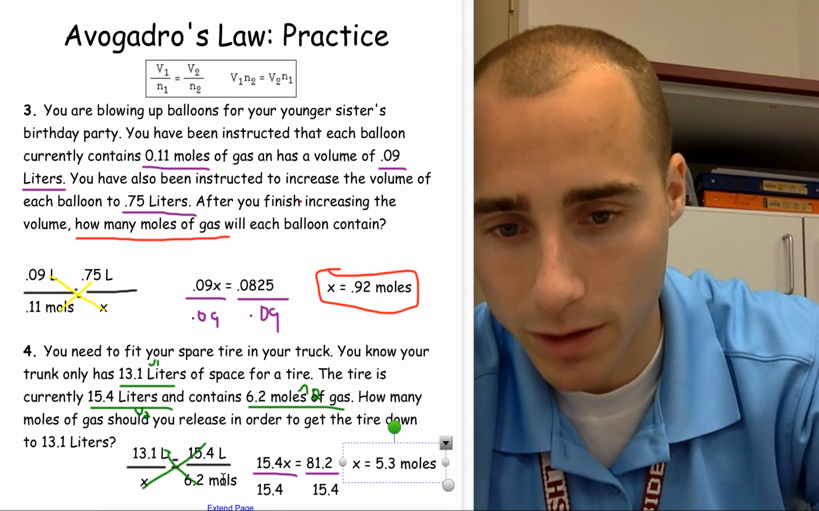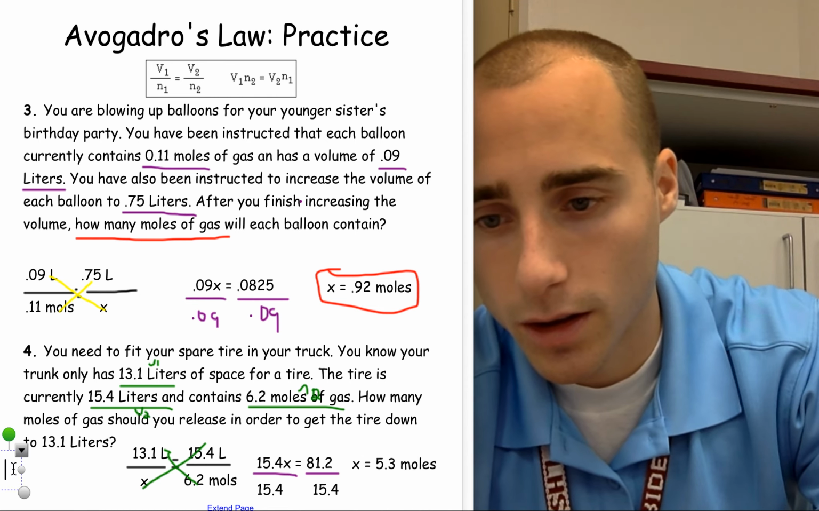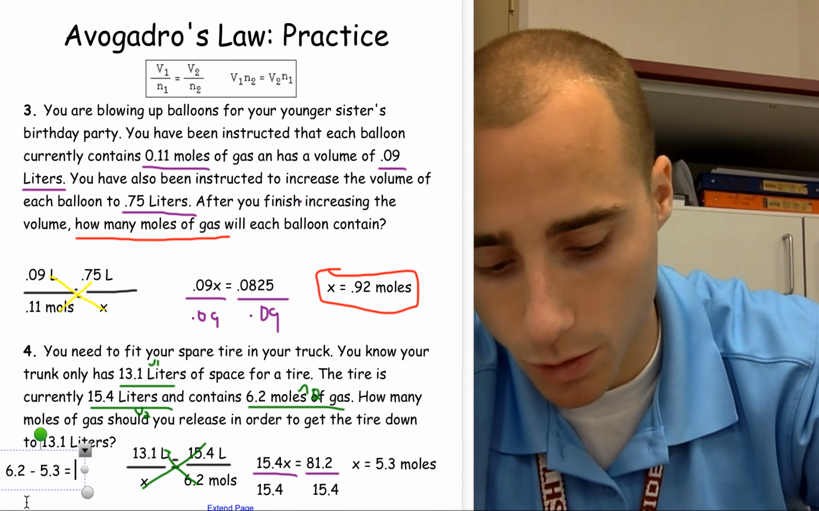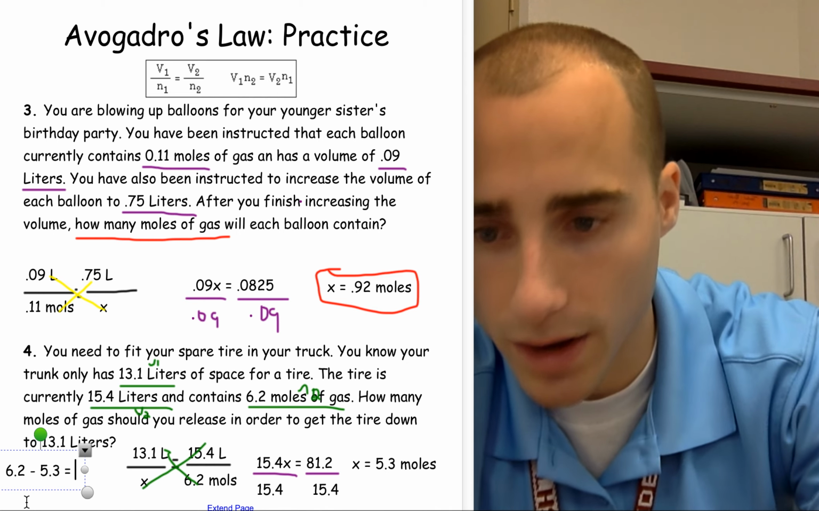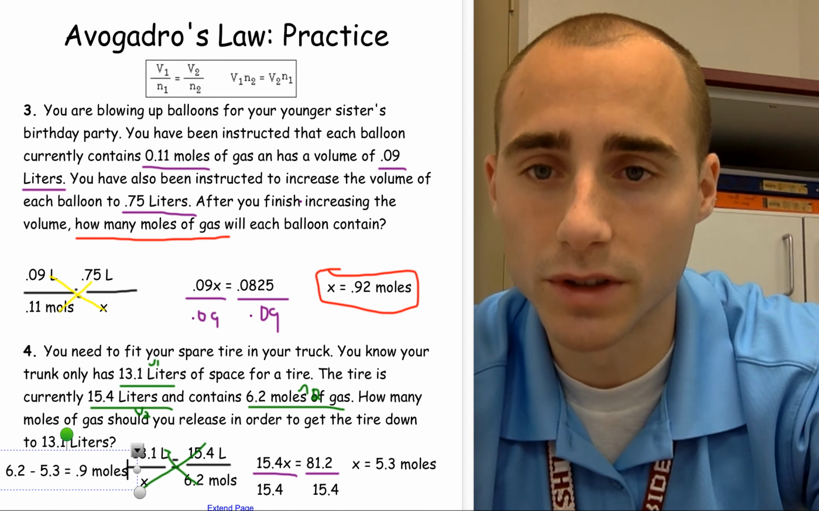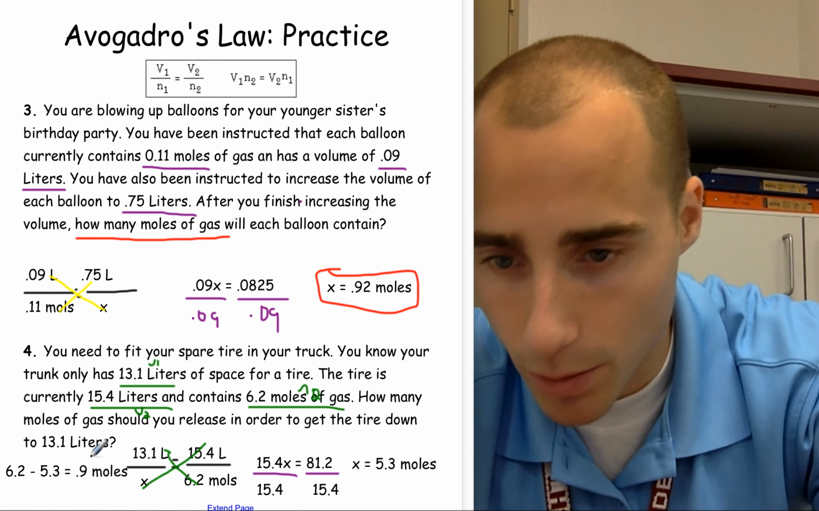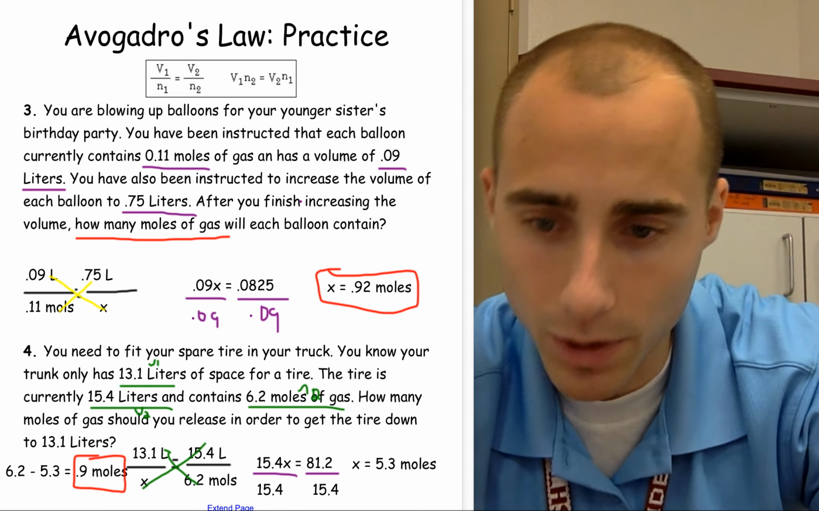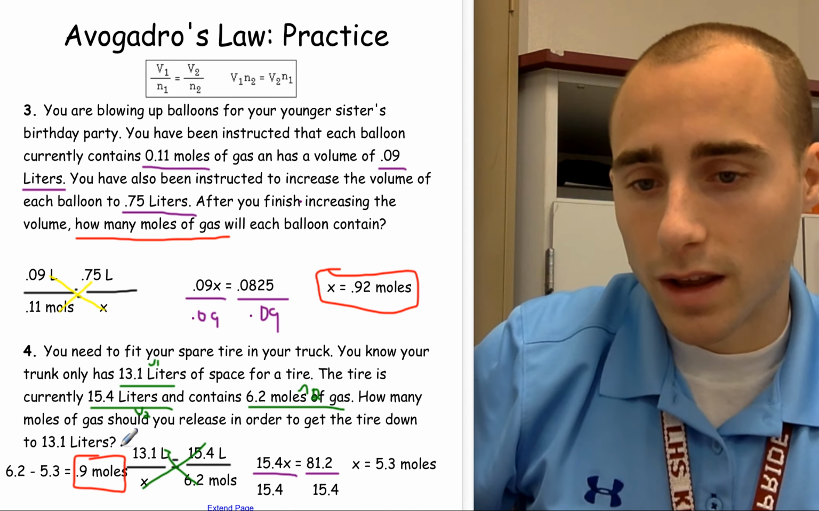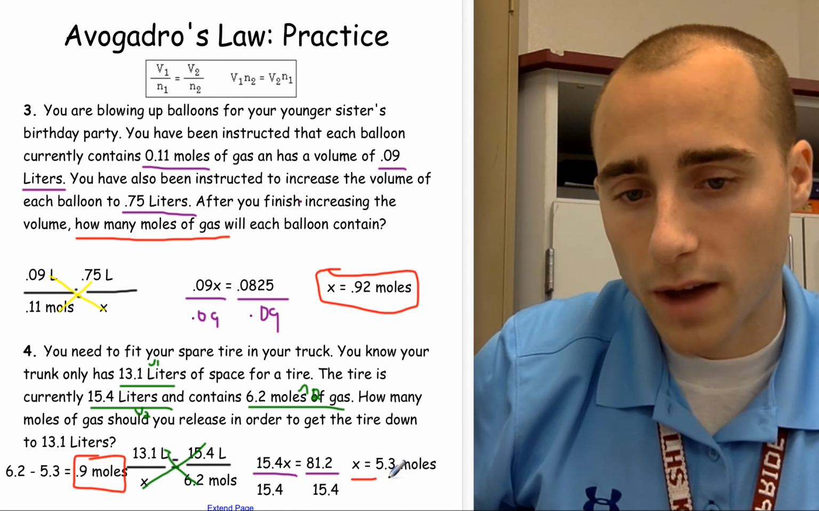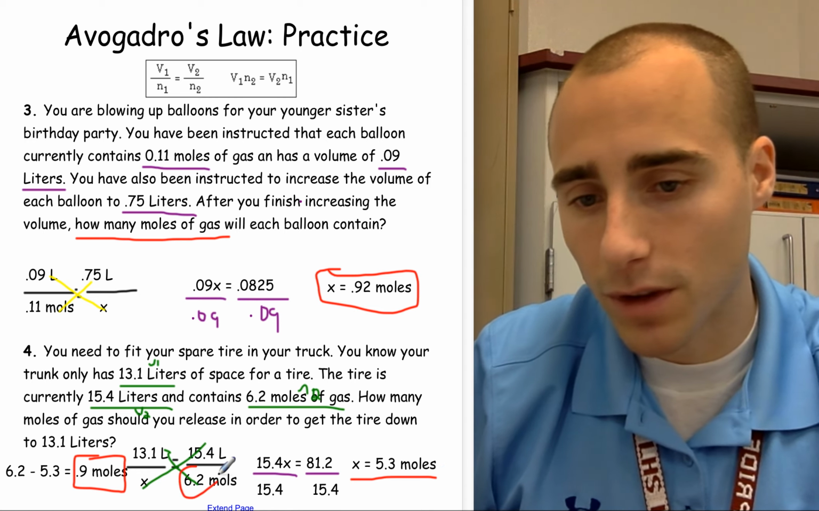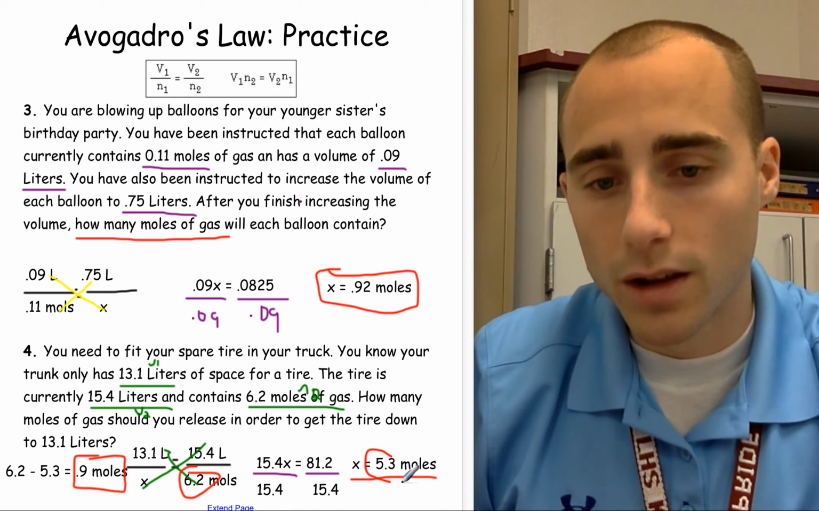We'd have to do 6.2. Let me write it out right here for you. In this situation, you have to do 6.2 minus 5.3, and that's going to equal 0.9 moles. You're actually going to have to release 0.9 moles of gas. The reason is we started with 6.2 and 15.4 liters. In 13.1 liters, that's going to hold 5.3 moles of gas. But what the question's asking is how many moles we have to release to get from 6.2 to 5.3. So that's going to be the difference.